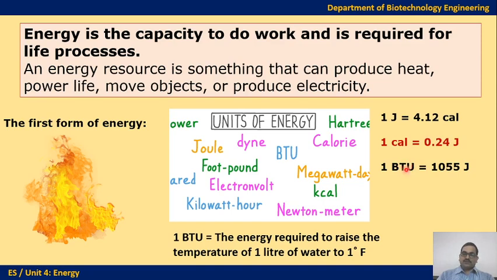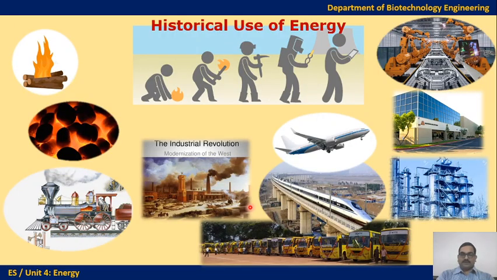1 BTU is nothing but 1 British thermal unit, which is equivalent to 1055 joules. What it means is, you take 1 liter of water and try to increase the temperature of that water by 1 degree Fahrenheit. How much energy you require in terms of joules is called 1 BTU. So that's a basic definition you can think of. Then we have another unit, kilowatt hour, which is usually used for energy consumption in the form of electrical energy. So let's look into that aspect in a while.